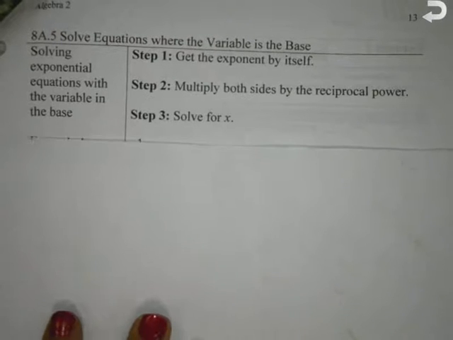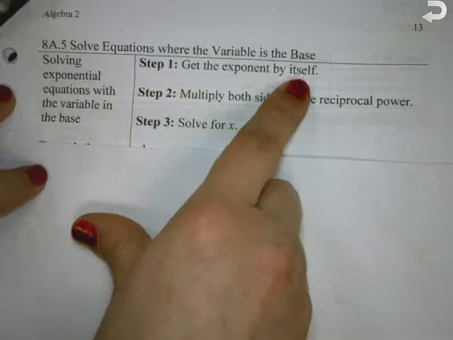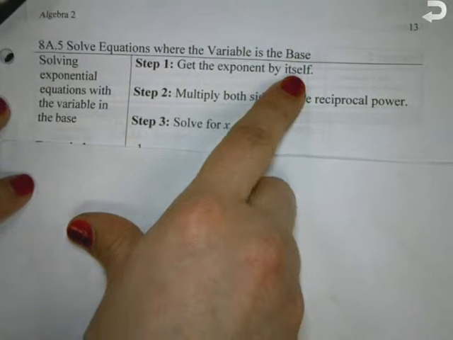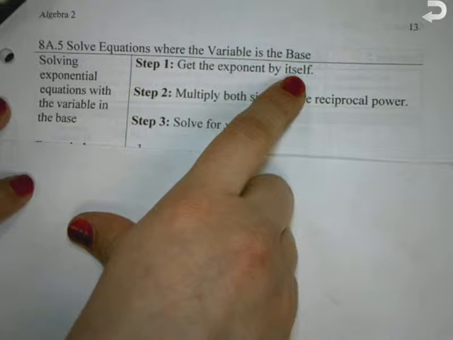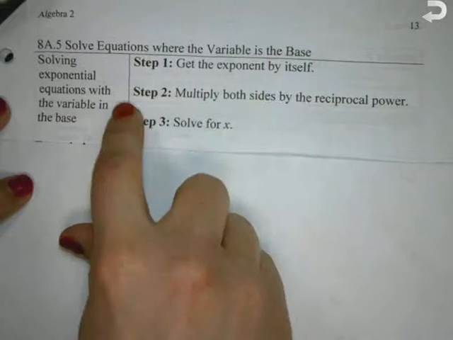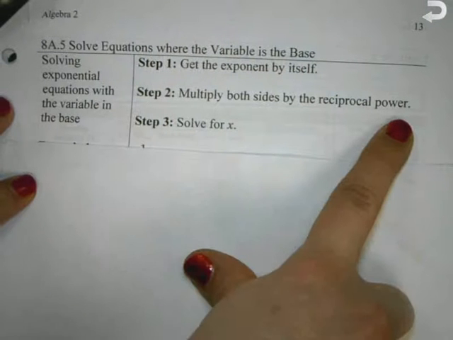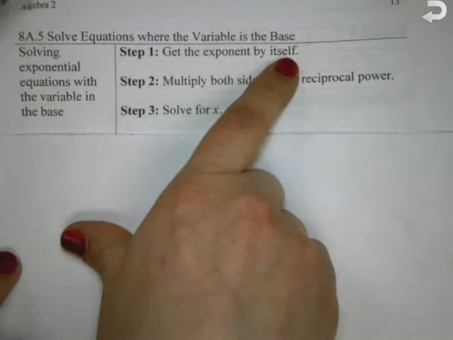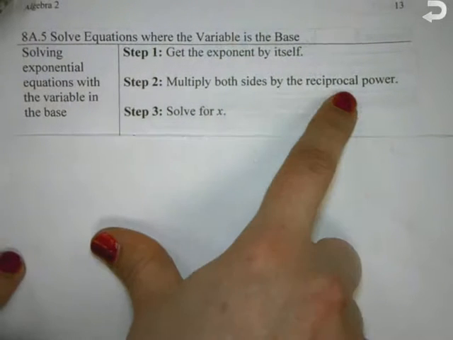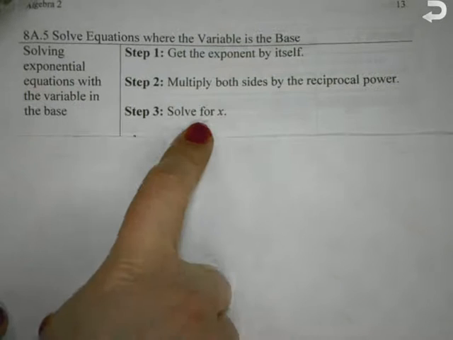Okay, so step 1, we want to get the exponent by itself. This should sound familiar from unit 6.5. After we get the exponent by itself, we're going to multiply both sides by the reciprocal power. So we're going to raise it to the reciprocal power to cancel out those exponents, and then we'll be able to solve for x. Okay?